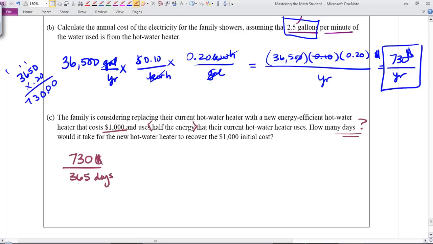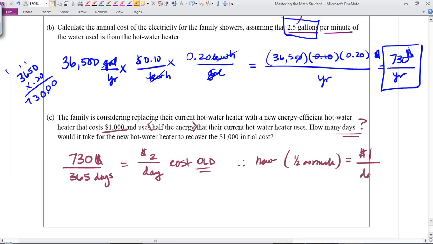Expect easy math. Isn't 365 twice 730? Scratch it out on paper if you need to, but it is. So therefore, it's $2 a day is what the cost of the old one is. Using their old water heater, that's how much they're spending on heating the water for their hot showers. All right, now the new one they just told you is half as much. So therefore new, half as much is going to be what? Not a trick question. Yes, $1 per day. So if it costs $1,000, won't it take 1,000 days?